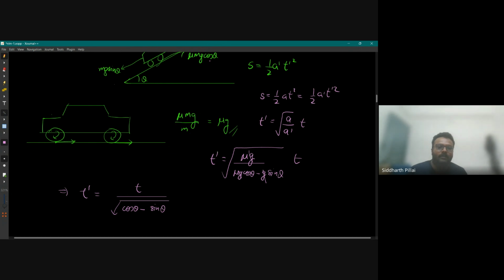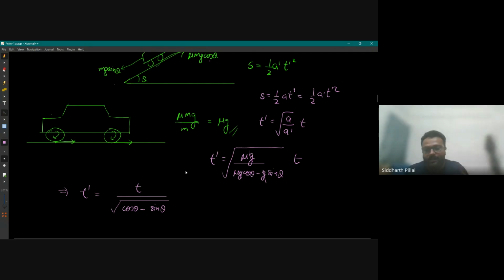Okay. So in general, this would be your result. And if mu was some other value, you can just have t by root of mu cos theta minus sine theta. There will be a mu in the numerator also, right? That would be your general result.